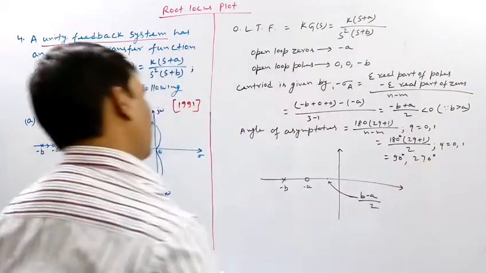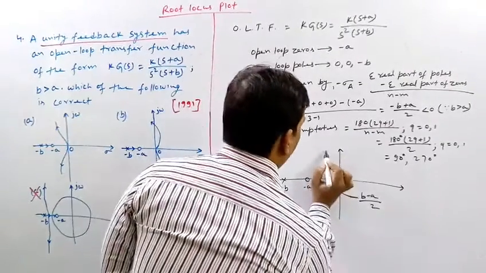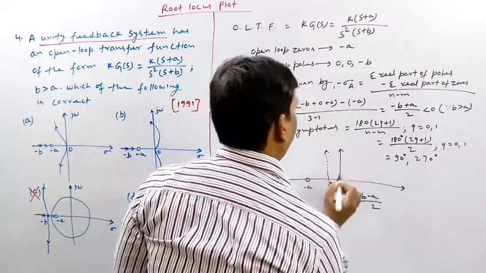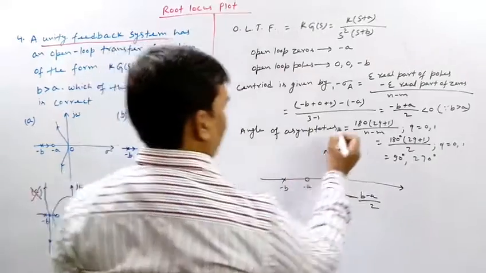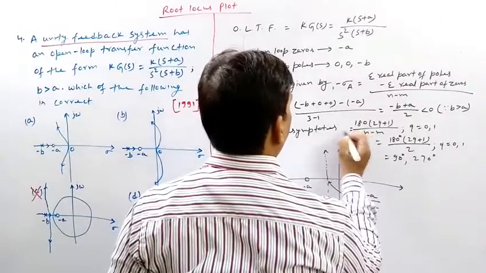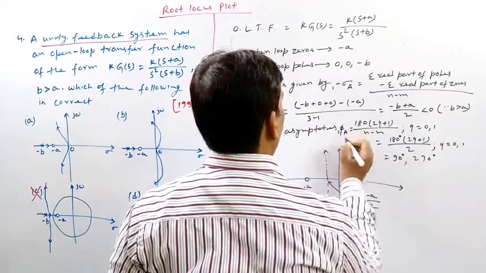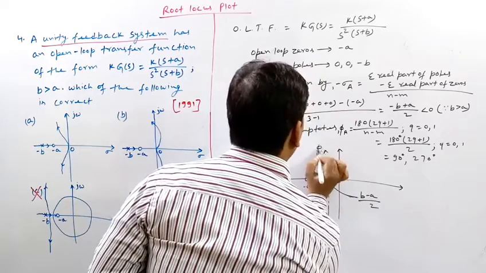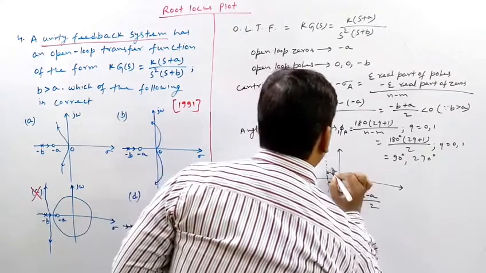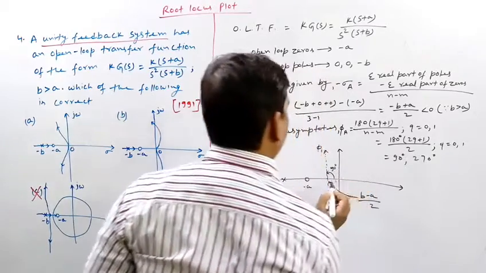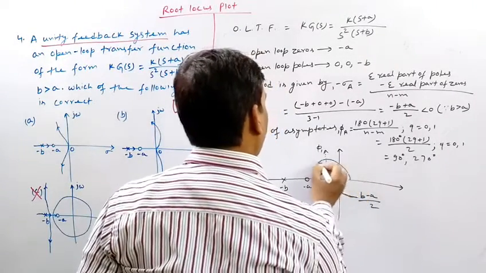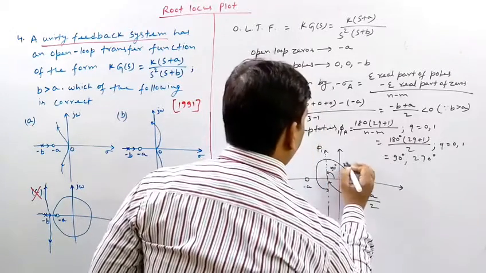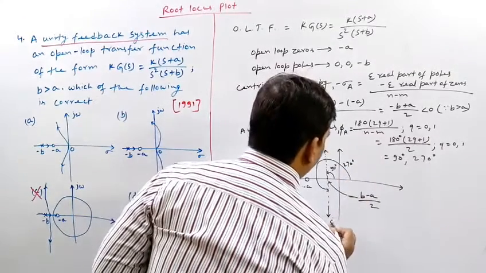So there will be 2 asymptotes, one at 90 degrees and another at 270 degrees. Asymptotes are denoted by phi A. So phi 1 will be at 90 degrees. This is phi 1. And another asymptote will be at 270 degrees. This is another asymptote, and this is phi 2.